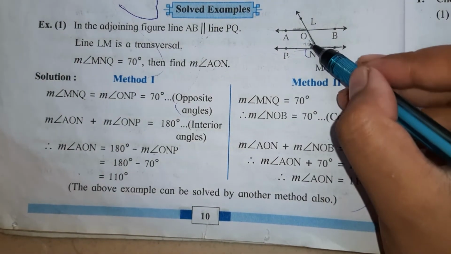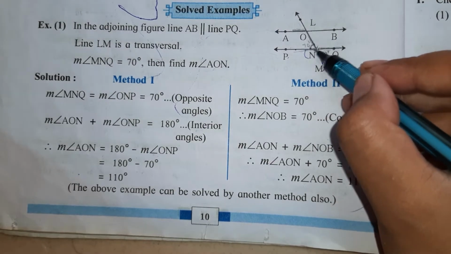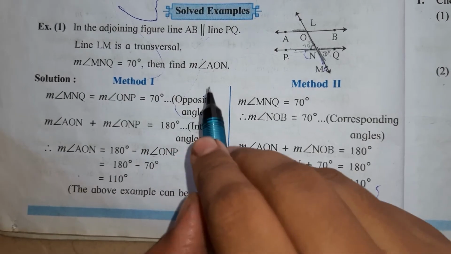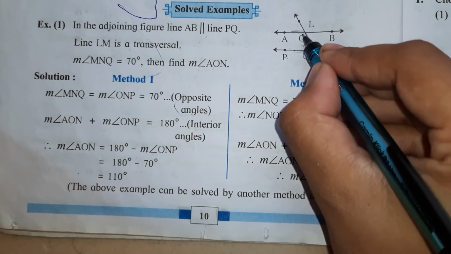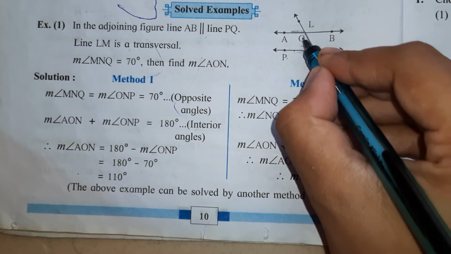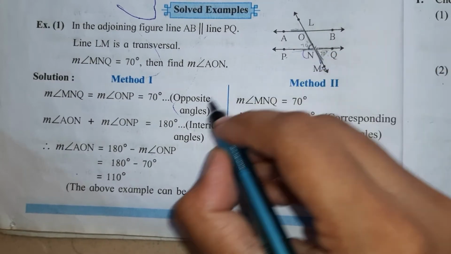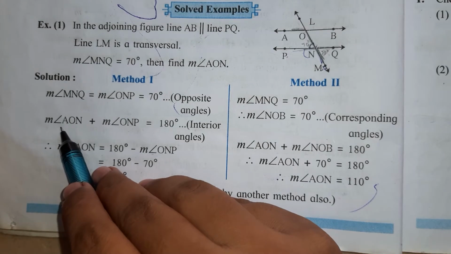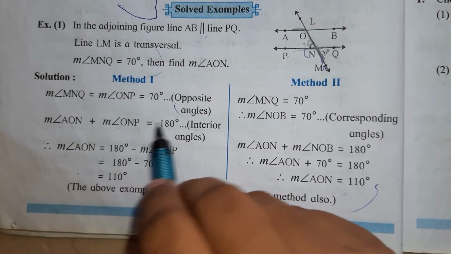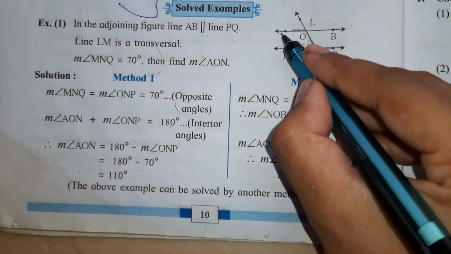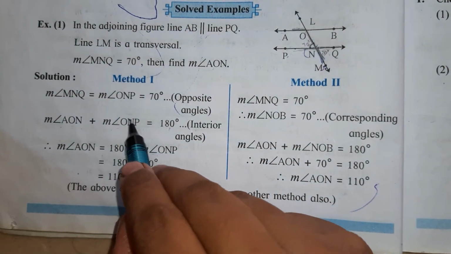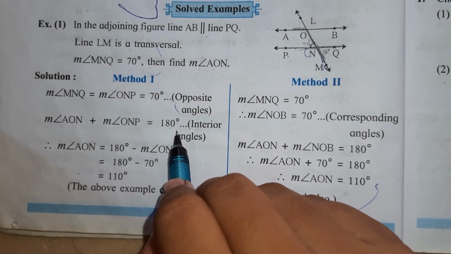So this angle is 70 degree, means angle ONP is 70 degree, opposite angles. Now this angle and this angle, they are interior angles. Both are on left side and both are inside the lines. So what is the property of interior angles? Interior angles are supplementary, means their addition is 180 degree. So AON and PNO or ONP, their addition will be 180 degree.